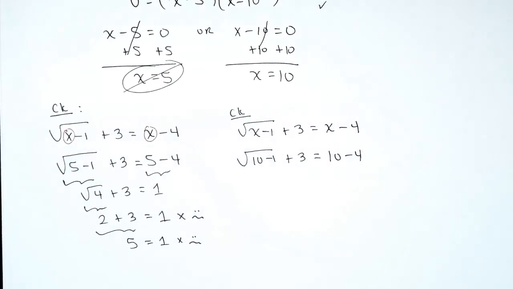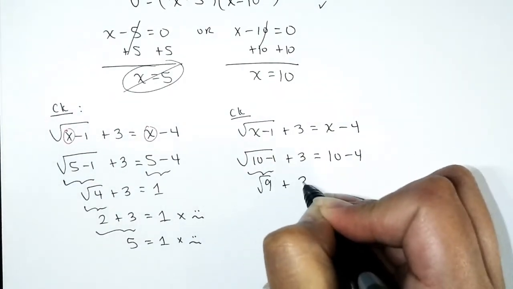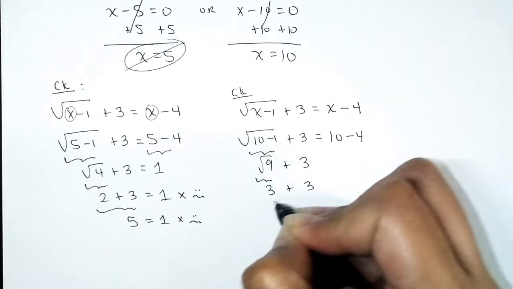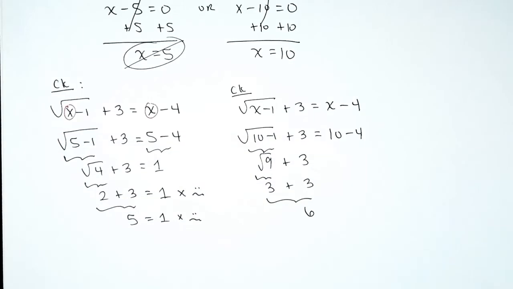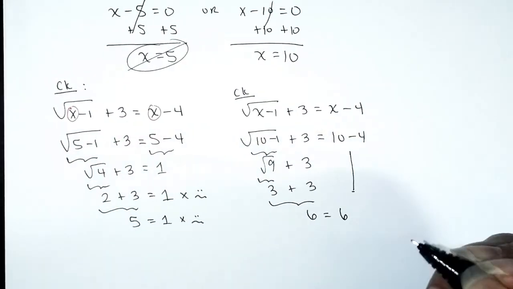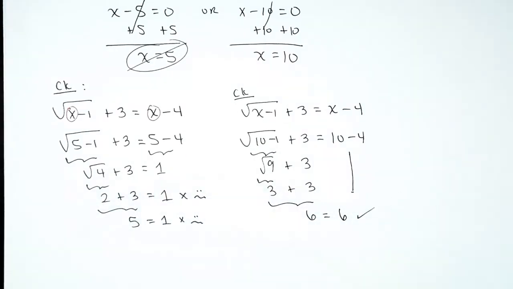On the left side, the difference of 10 and 1 is 9. Square root of 9 is 3. And the sum of 3 and itself equals 10. Hmm, I mean the sum of 3 and 3 is 6, and on the right side, the difference of 10 and 4 is 6. So to answer my question, is 10 a solution? It sure is, because when we checked it, it gave us a true statement.